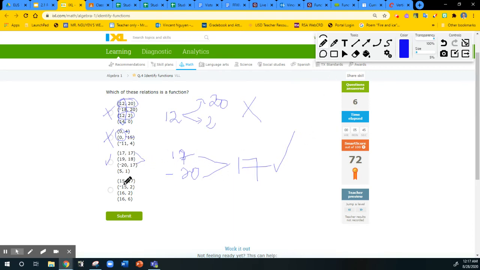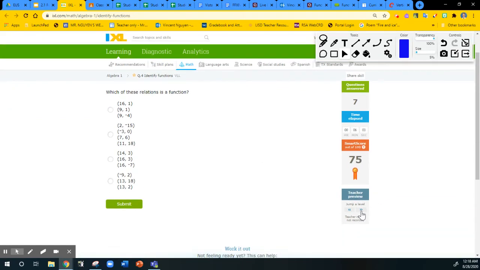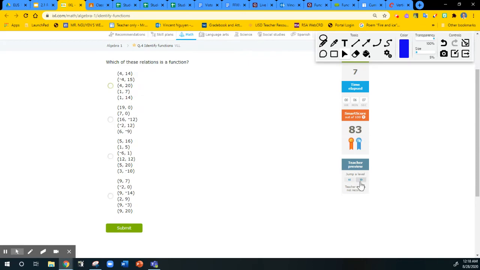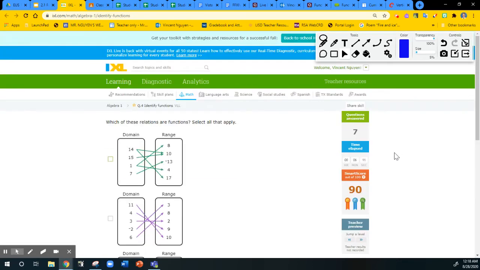And then here we have a problem with 16. 16 is being asked to go to 2 and 6, so you can't do that. That's not a function. So the only one that is a function here is this one. Submit down here. All right. Let's skip a level because it's the same thing. We're going to jump a level to get to the challenging zone. All right, so here we go.